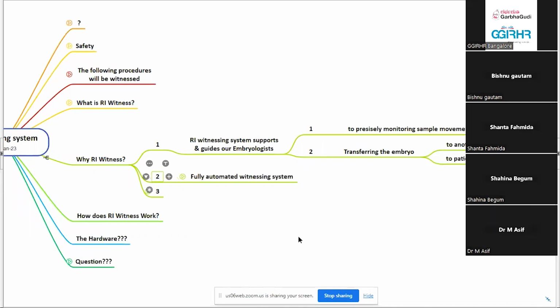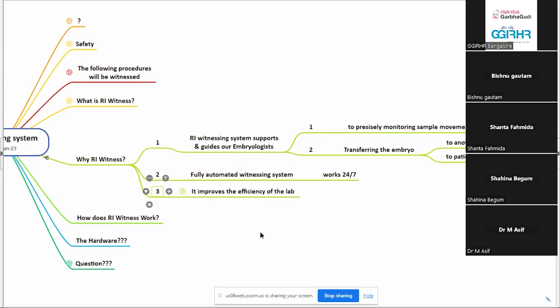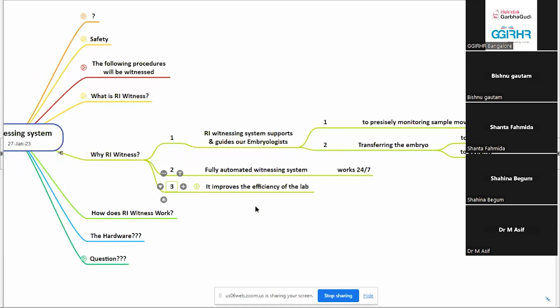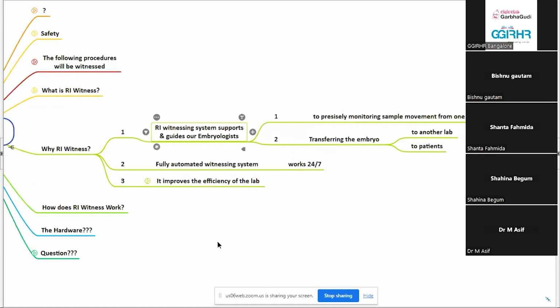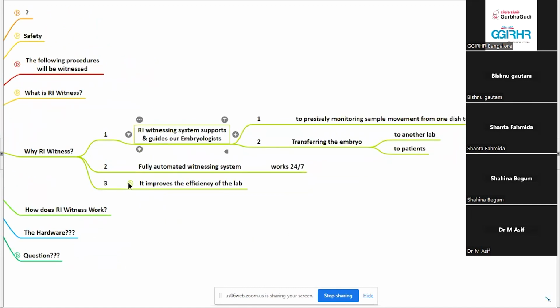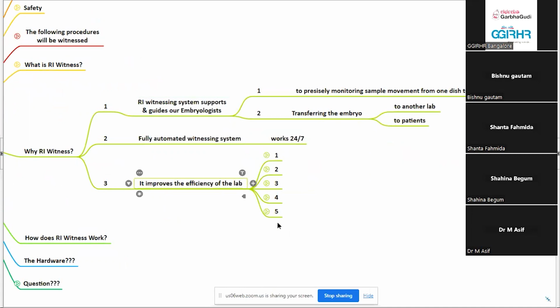Now, secondly, since it is a fully automated system, what happens? It works 24/7. It won't get shut down. It works 24/7. Now, thirdly, it improves the efficiency of the lab. This is one of the very important things we have to notice here. It improves the efficiency of the lab. How does it improve? It improves in 5 ways. I have listed 5 ways how it will improve.